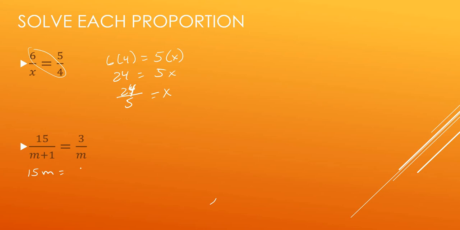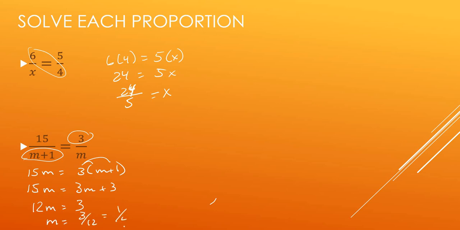15 times m equals 3 times (m plus 1). You notice I put that in parentheses because the 3 has to be multiplied by the entire m plus 1, so I am going to have to distribute. 15m equals 3m plus 3, bringing my variables all to the left side and then dividing by 12, I get m equals 3/12 or 1/4. So that's using a cross product to solve a proportion.